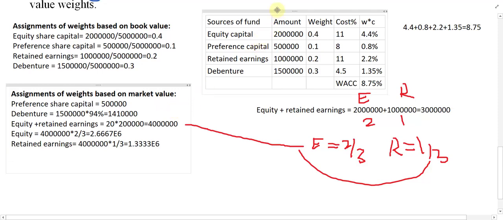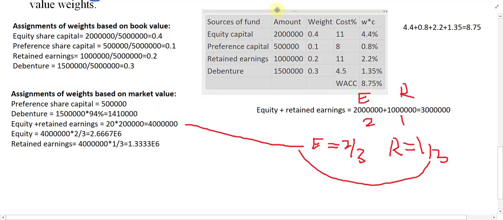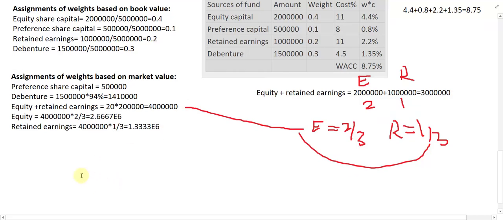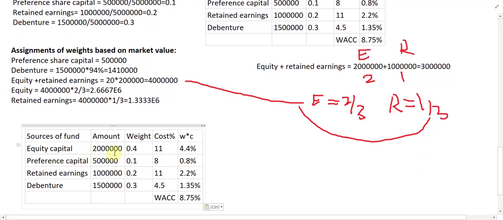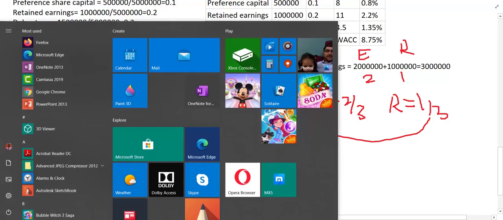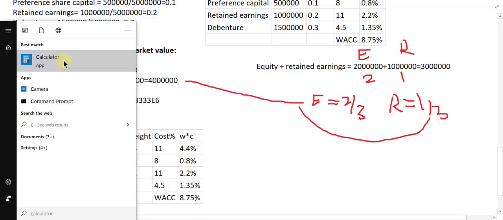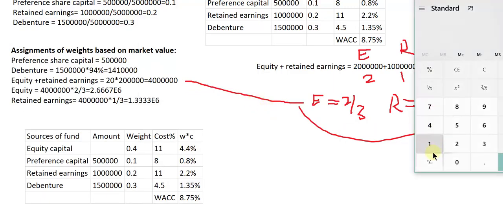If this is so, now let us calculate the weighted average based on the book value. Copy this one and paste it here. Please change the source to equity. How much belongs to equity? This is what belongs to equity. How to calculate it? They have shown it in a different way, but let me calculate it with a calculator here.